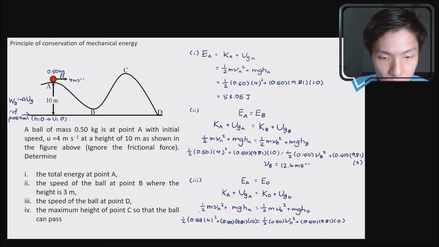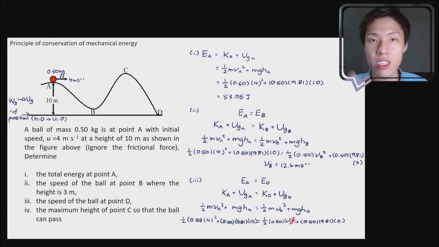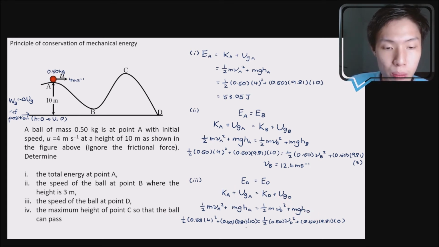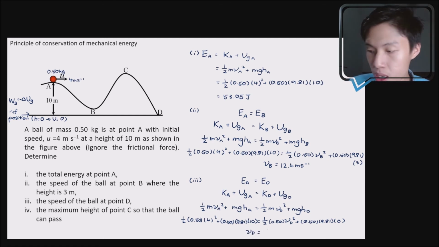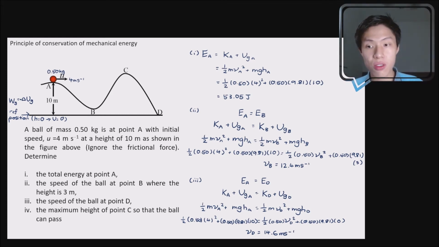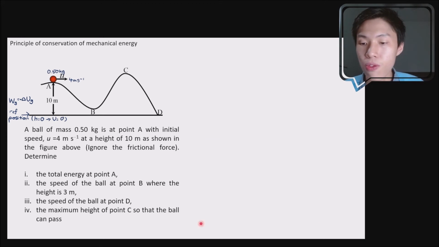Okay, so now with everything being substituted in, we are left with the speed of D as the only unknown in the equation. So now if you manipulate things using your calculator, you should be able to get your speed at point D, which will be equals to 14.6 meter per second. Okay, until now everything is still quite straightforward. Let's move on to question 4. Question 4 asks for the maximum height of point C so that the ball can pass.